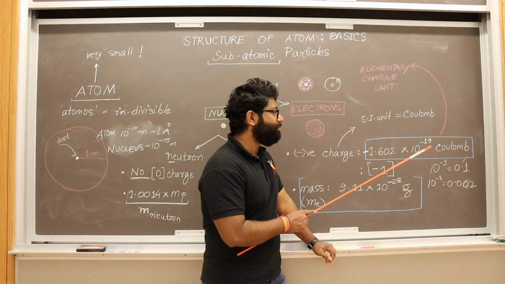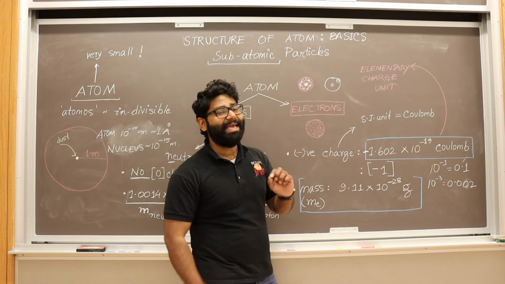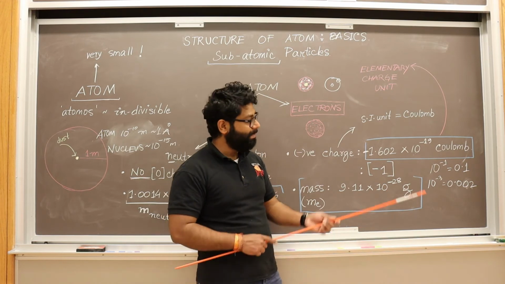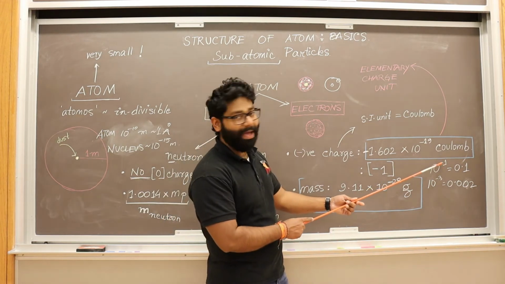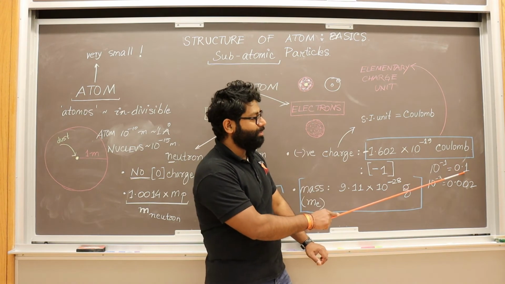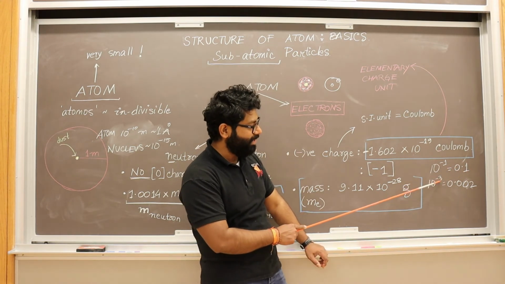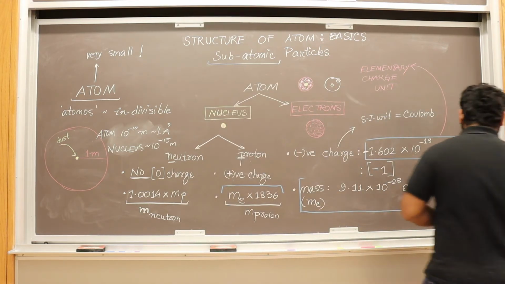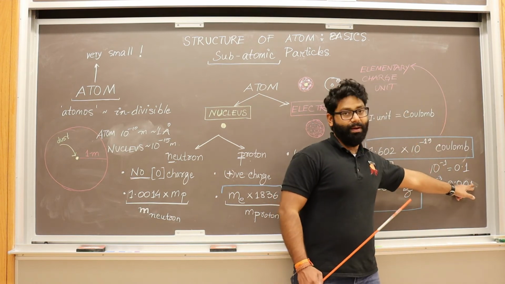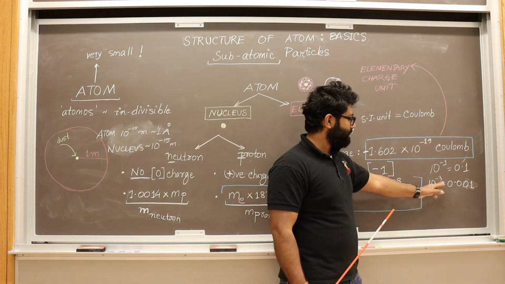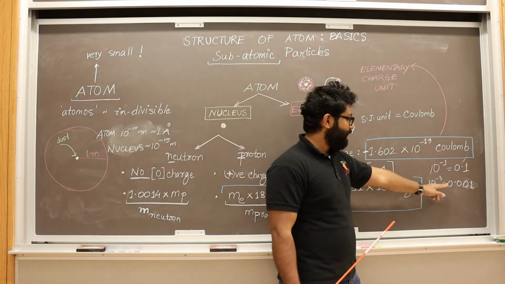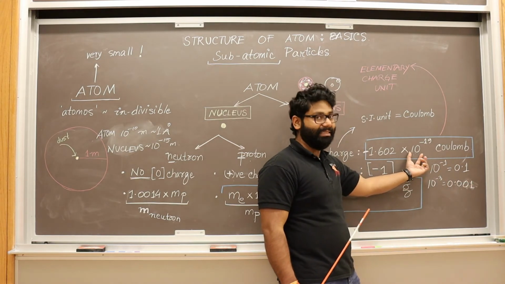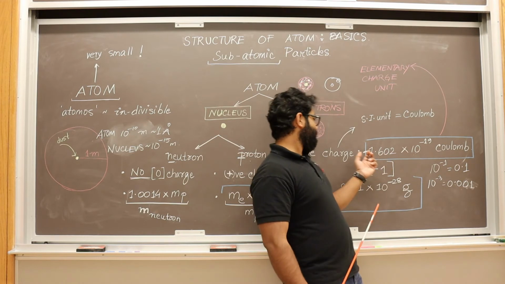If you do not know what 10 to the power minus 19 means, it is a scientific way of representing a very small number. For example, 10 to the power minus 1 simply means 0.1. 10 to the power minus 3 means 0.001. So 10 to the power minus 19 means you have 18 zeros and then a 1. That's the value of 10 to the power minus 19. So that is the charge in an electron.